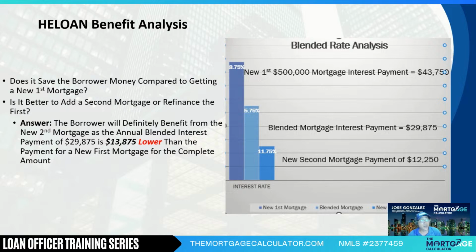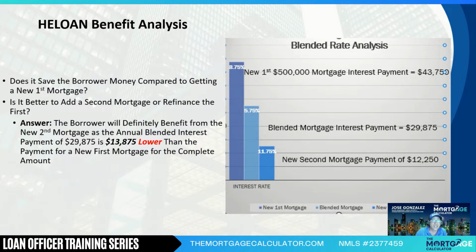So, the answer to that, definitely the borrower will benefit from the new second mortgage, right? As the annual blended interest payment of $29,875, right? That's the interest payment on the first plus the interest payment on the HELOAN, is $13,875 lower than the payment for a new first mortgage for the complete loan amount, obviously at a higher interest rate than what they currently have. We're probably figuring like 7.5% on that.